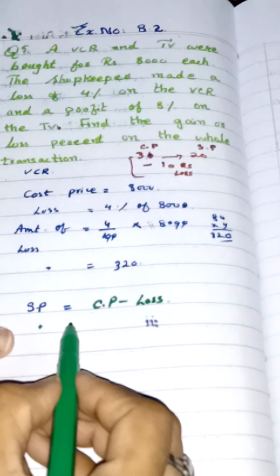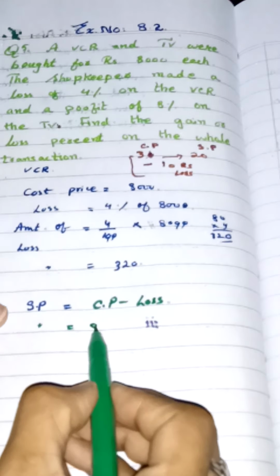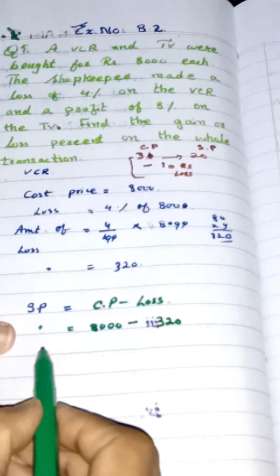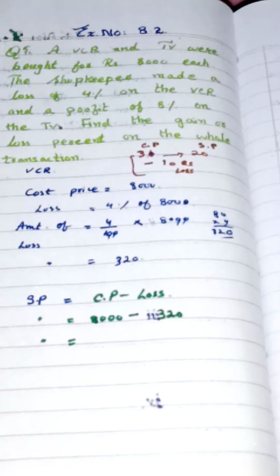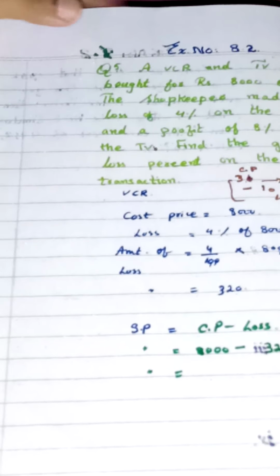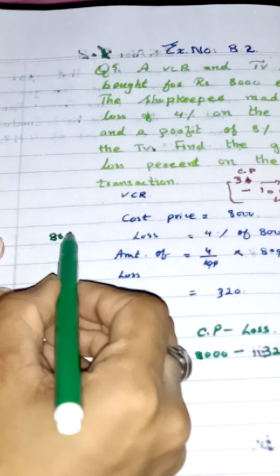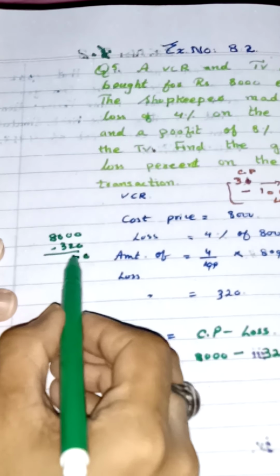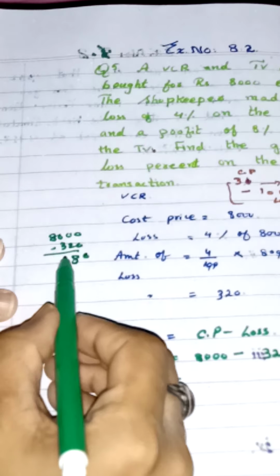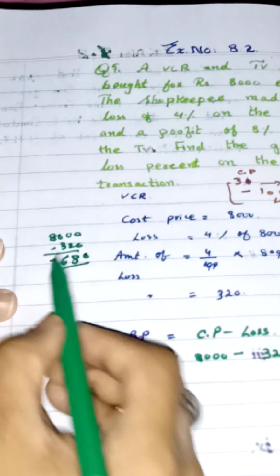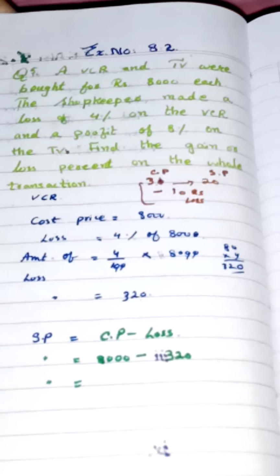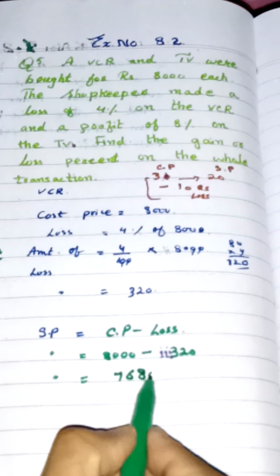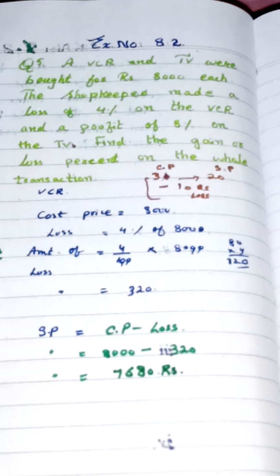So find the selling price of the VCR. Cost price is 8,000, loss is 320 rupees. Selling price: 8,000 minus 320. 0 minus 0, then taking 10 from the next digit, 10 minus 2 is 8, 9 remainder, 9 minus 3 is 6, and 7 remainder. So the selling price is 7,680 rupees. This is the selling price of the VCR.